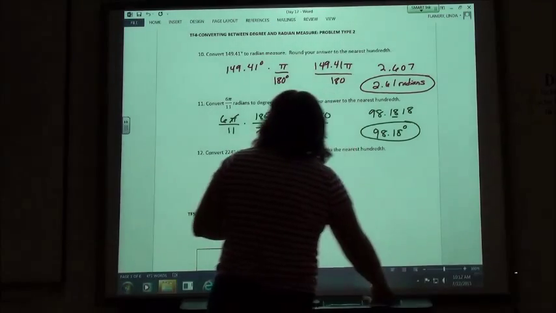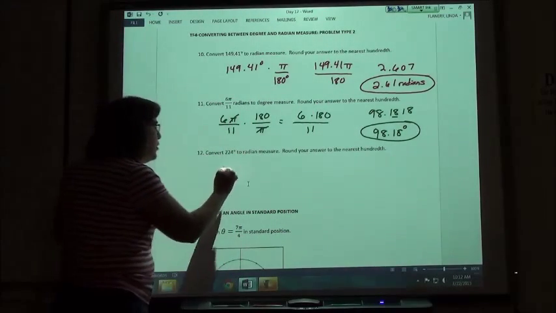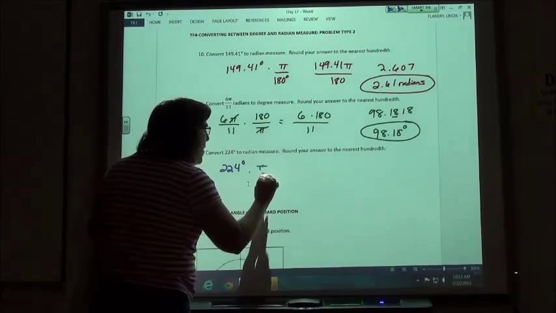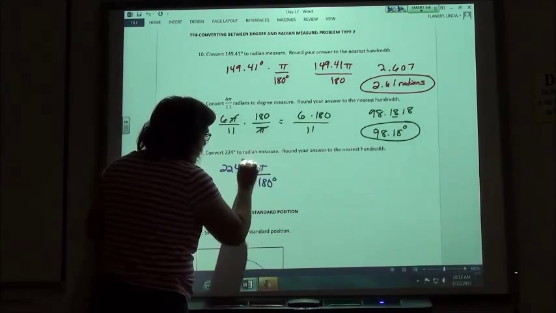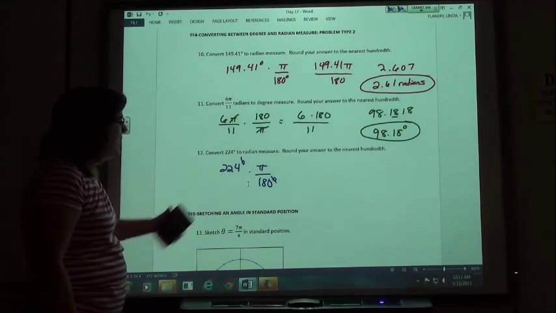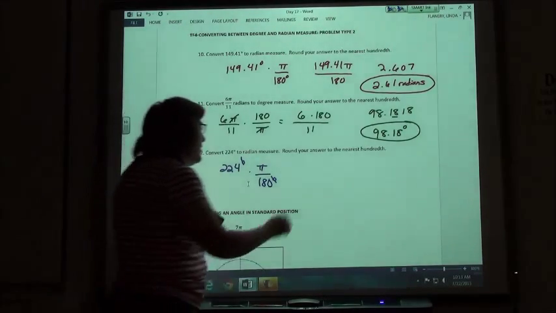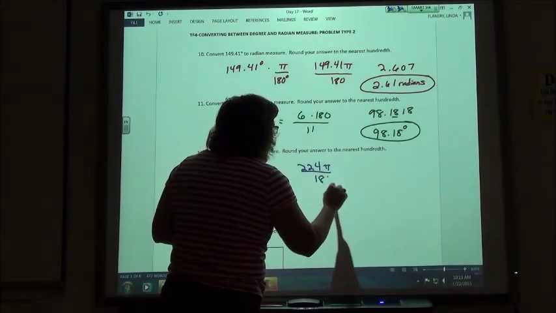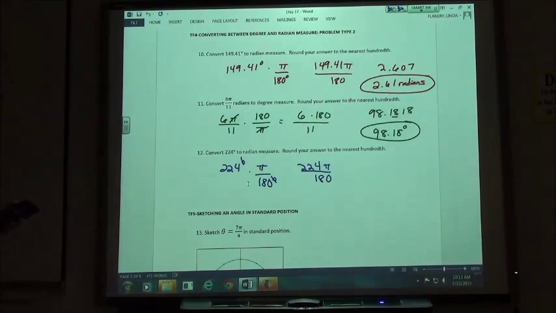Number 12, same kind of thing. Here I have 224 degrees that I'm starting with. I'm going to multiply by pi over 180 so that my degrees cancel out. I'm not going to worry about reducing. I could probably reduce a little bit, but I'm just going to take the 224 pi, divide it by 180 since I'm using a calculator anyway.